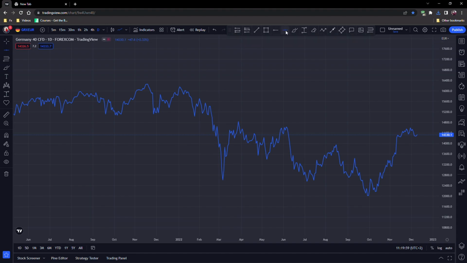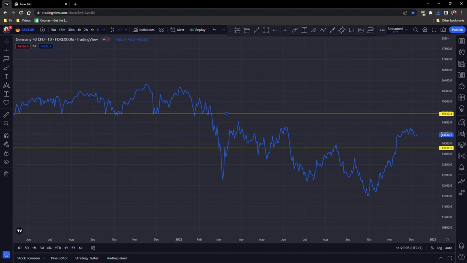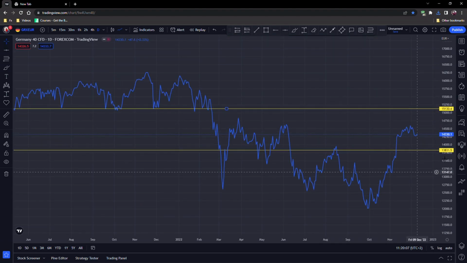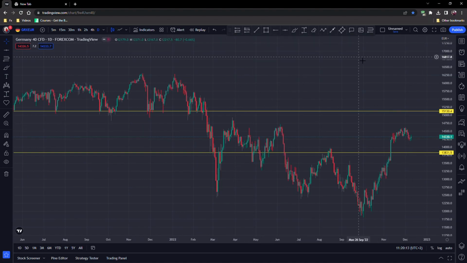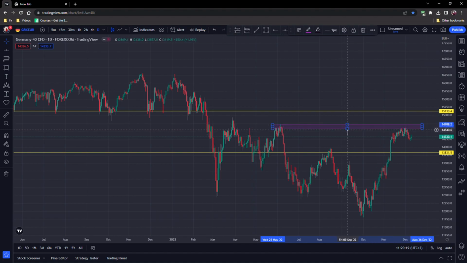Taking a look at Germany again, we're going to plot our weekly low and again our weekly high. So if you expect the market to play around in this area throughout the week, of course we can be looking at that. If you go to the candlesticks, you can see we did have this area here, a strong resistance area for us.